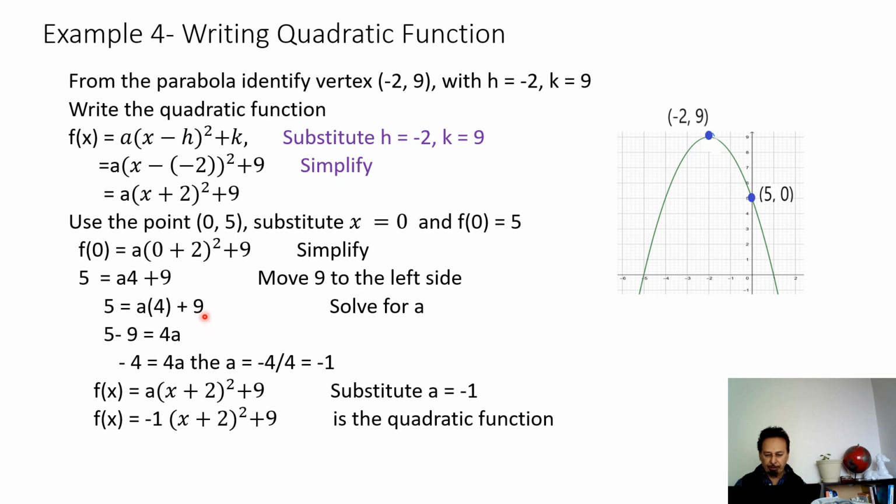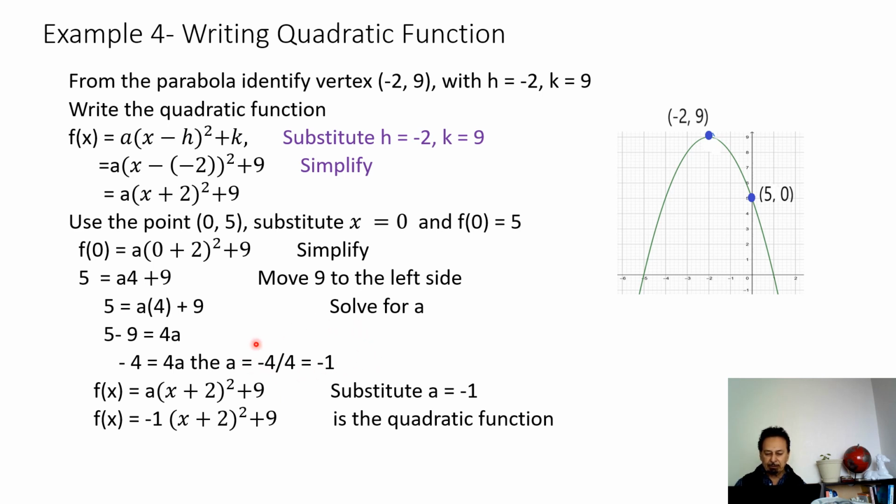So we solve for a. We move the 9 to the left side, so it becomes 5 minus 9. Remember, you cannot add 4 and 9, because 4 is multiplying a. So you take the 9 to the left side. Now 5 minus 9 is negative 4 equal to 4a. Now we divide this by 4. So a is equal to negative 4 over 4, which is negative 1.